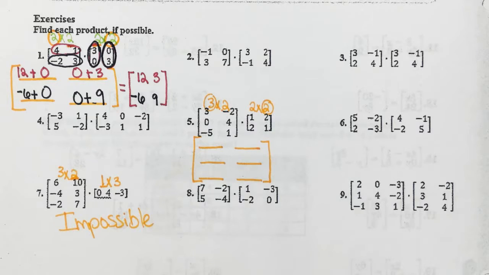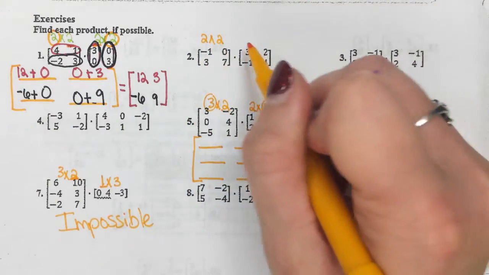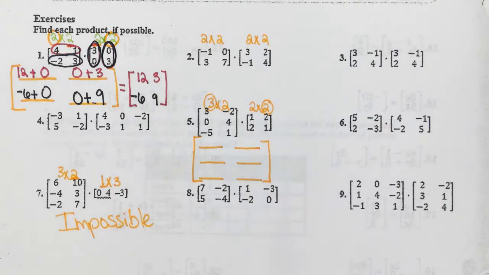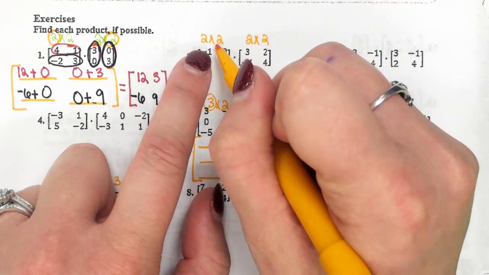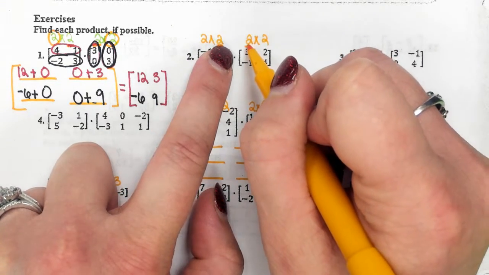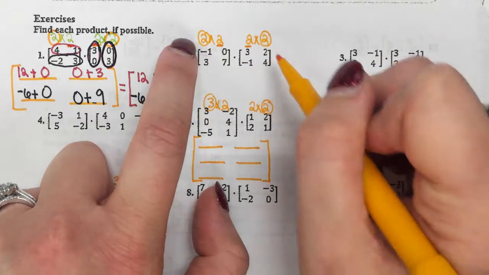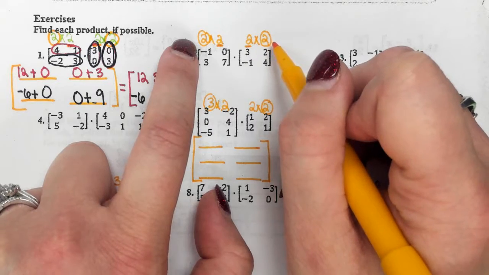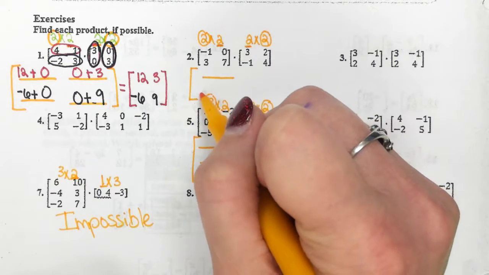All right, let's do number 2. What's the size of this first one? 2 by 2. And the second one? Now, if we were to add or subtract those, they have to be exactly the same, right? So we could add or subtract those, no problem. But in order to multiply, the inside dimensions have to be the same. And they are. So the outside dimension numbers are the size of your answer. So what's the size of my answer?